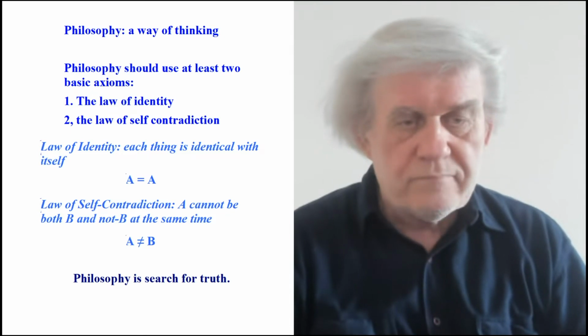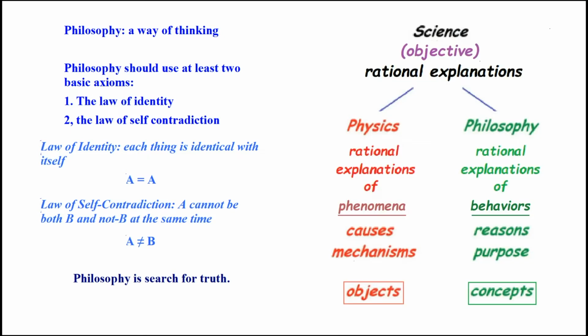And here we go with this. This is the scientific version of philosophy. Okay, and science is what? Rational explanations. Very simple, very straightforward. Physics, rational explanations of mechanisms, right? Causes and mechanisms. And philosophy, rational explanations of behaviors, okay? Reasons and purposes. That's essentially the difference. Now we have a definition that you can say, okay, now we know what philosophy is for the first time.